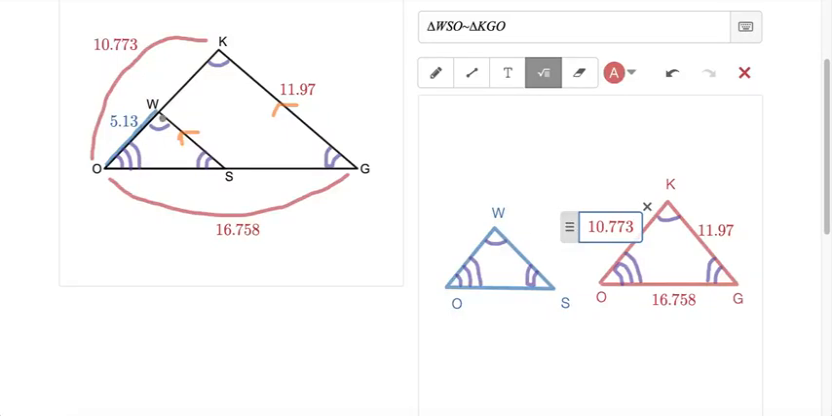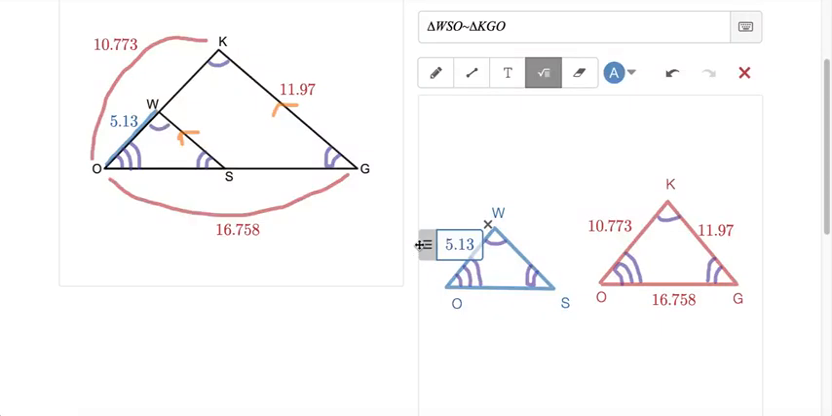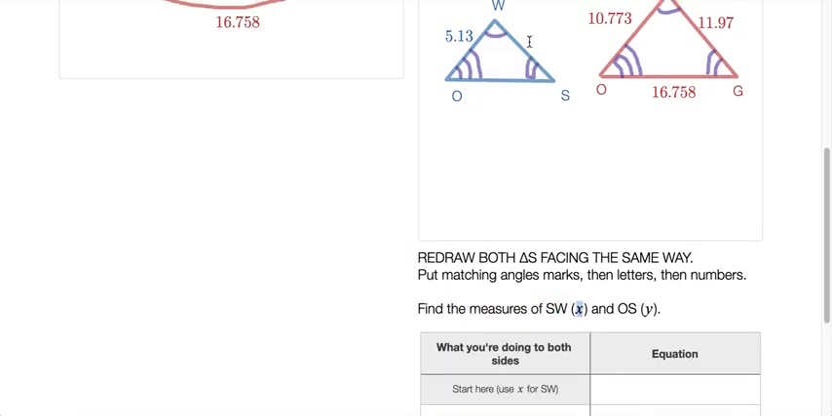Now in the small triangle, there's only one side we know. From the single to the triple is 5.13. We don't know any other sides in the small, but that's what we're going to find out. We're going to find the measure of SW, which we'll call X. So let's put an X right there. And OS, there's OS, which we will call Y.